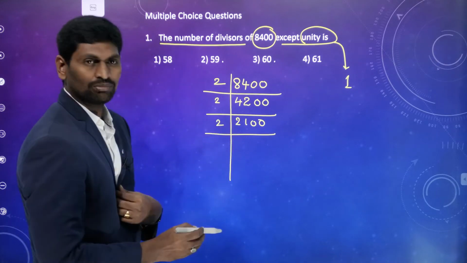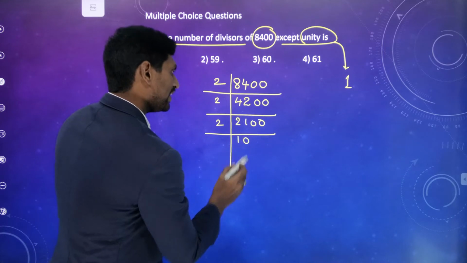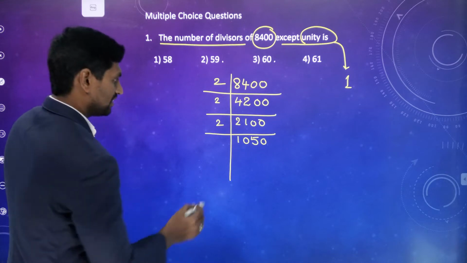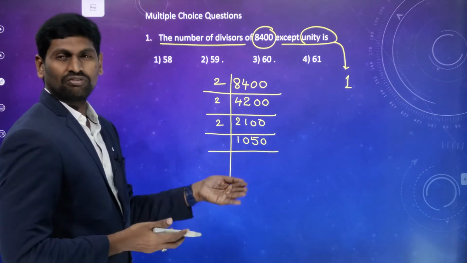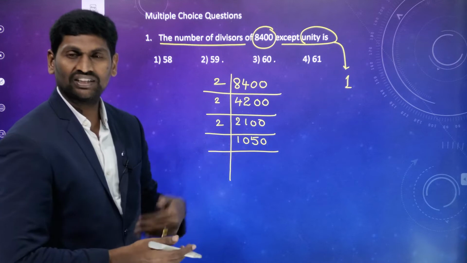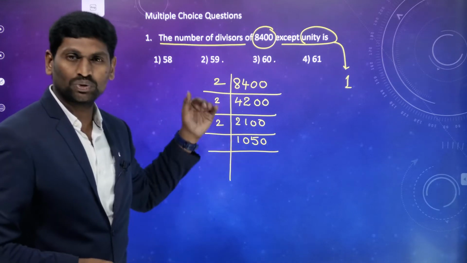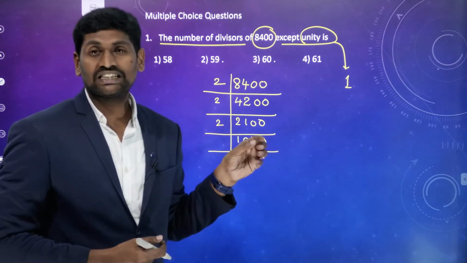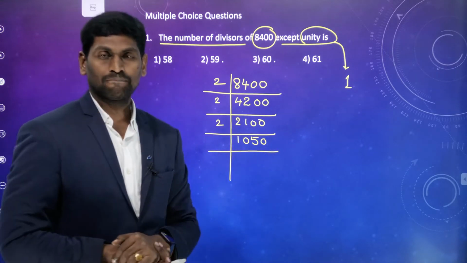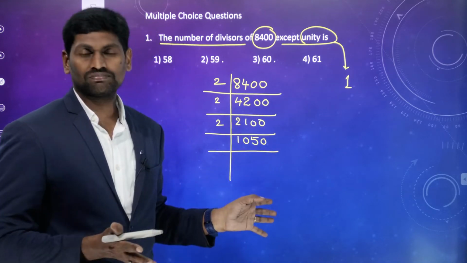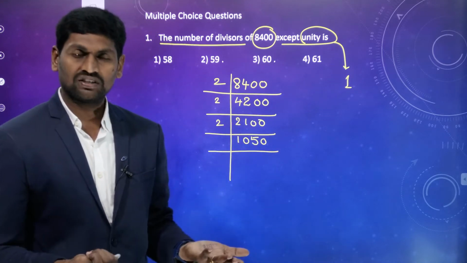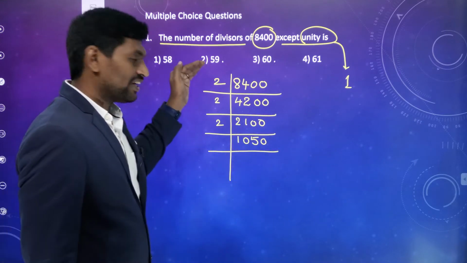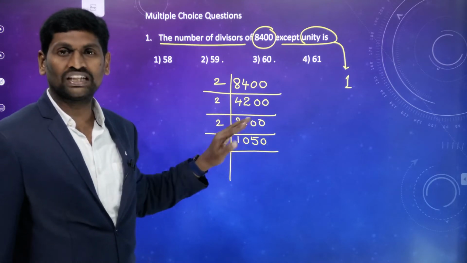Next, 2 table, 2 10s 20, 2 5s 10, 1050. Like that you can take 2 table or 5 table according to our convenience. Because however you take, whether 2 table or 5 table, whatever table you use, overall its prime factorization is unique. The same prime factors will come, but the order may be different. While we are taking 2 table, 3 table, 5 table, it doesn't matter.